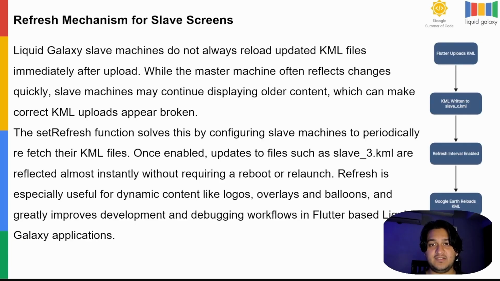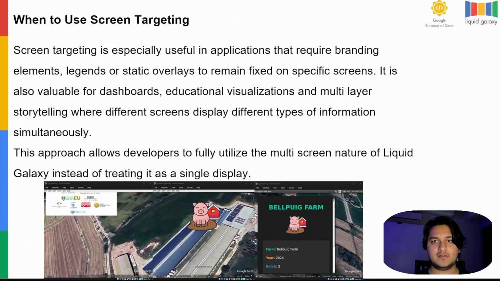This is the point where developers start questioning their KML logic or Flutter code, even though both are correct. The refresh mechanism solves this by configuring slave machines to periodically refetch their KML files. Once the refresh is enabled, updates to files such as slave_3 KMLs are picked up almost instantly without rebooting or refreshing the system. This is especially important during development time, where the KML files change very frequently.